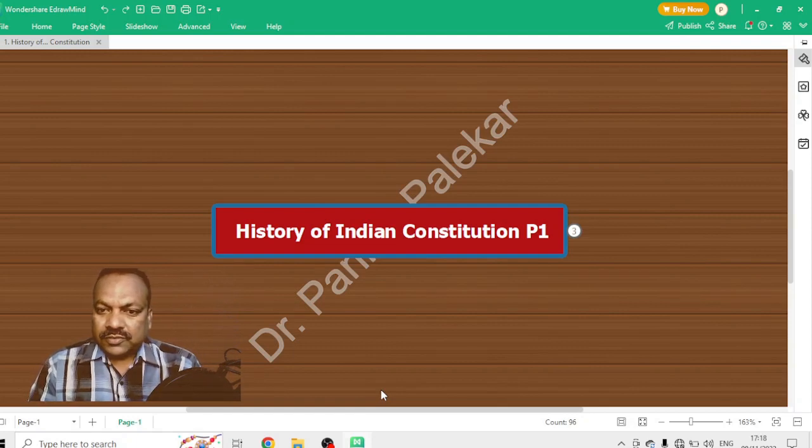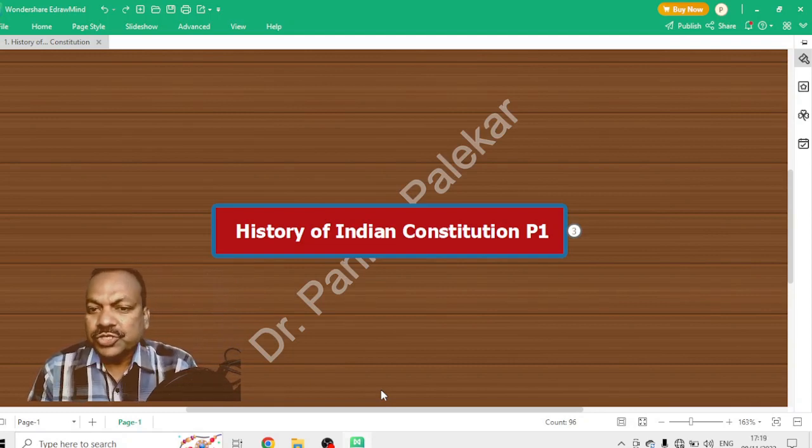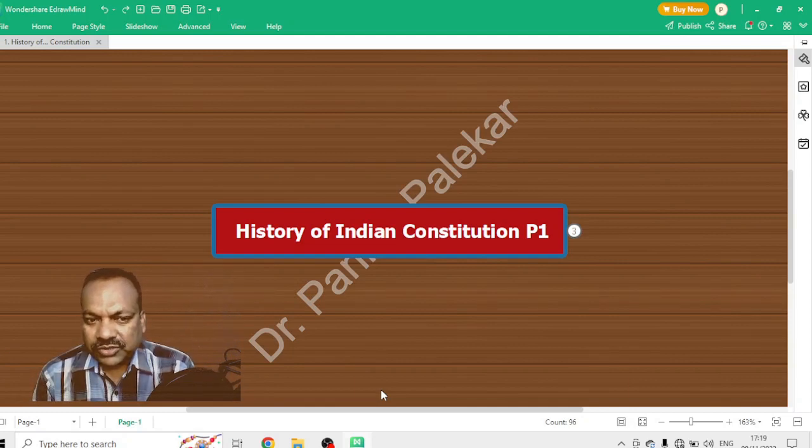Namaskar. There are a number of students requesting me regarding the topic of history of Indian Constitution, as that is a part and parcel of their studies. For that purpose, I have started with the portion of history of Indian Constitution. I have divided this chapter into two parts and thereafter into five subparts. So we will today see the first part and its subparts.